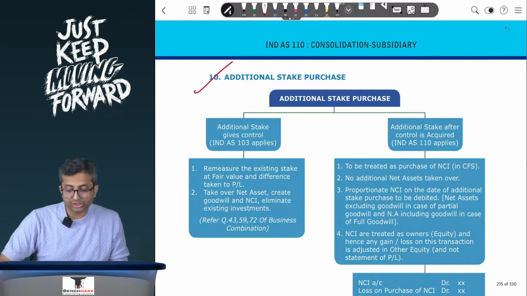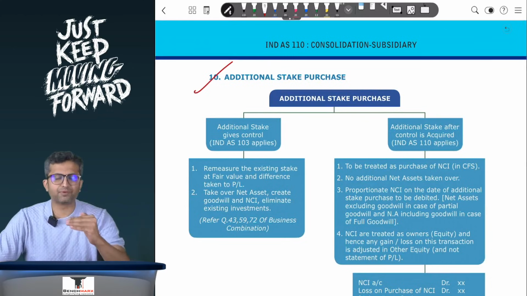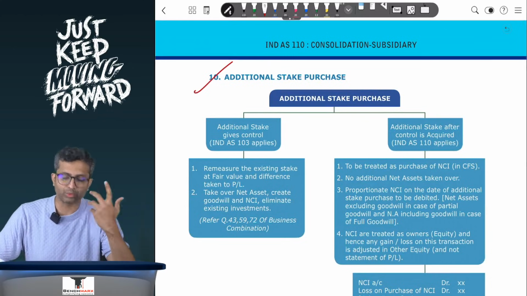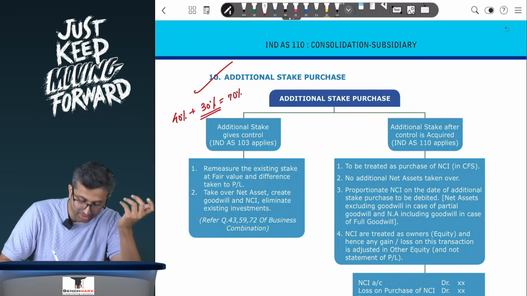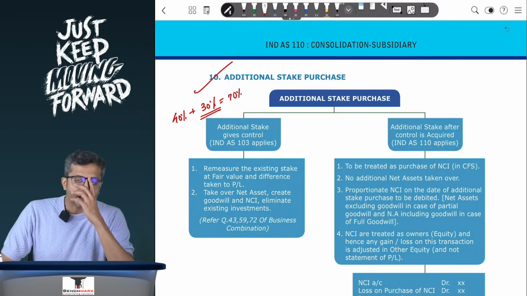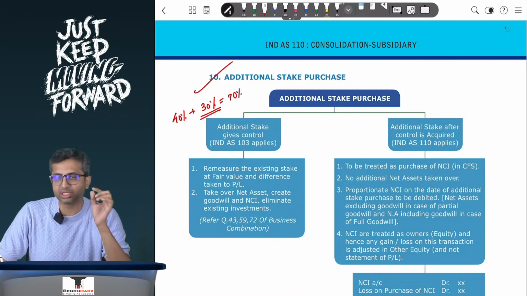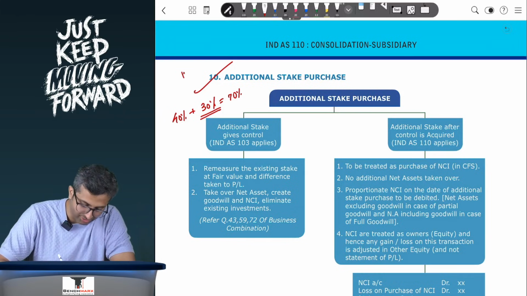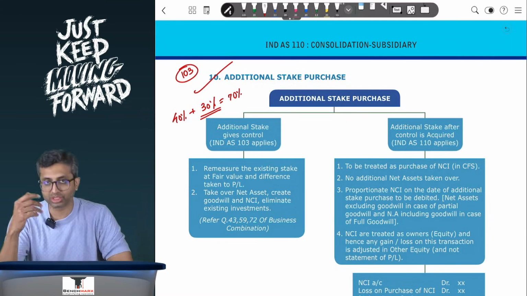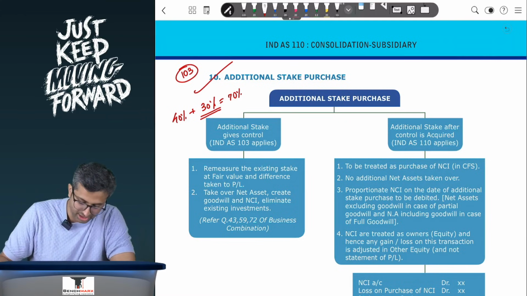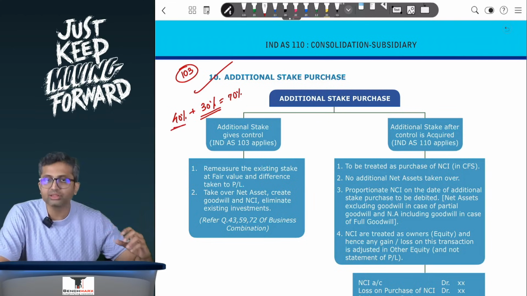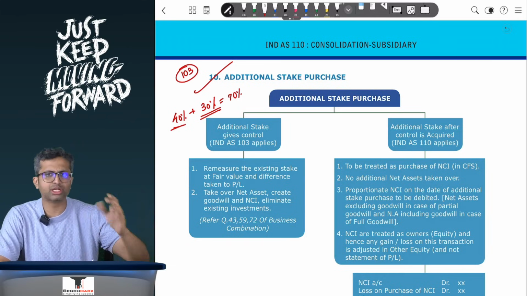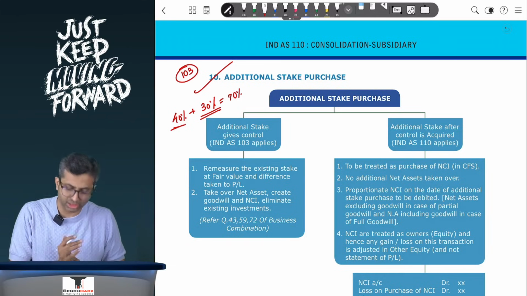Okay, then there is additional stake purchase. If there is an additional stake purchase which results in acquisition of control, for example, you had a 40% stake and now you are acquiring another 30% stake. Now this will make it 70%, and hence this 30% stake results in acquisition of control. If this is a stake which is resulting in acquisition of control, then Ind AS 103 will apply. And if you remember Ind AS 103, what it says is you will remeasure the existing investment, that is 40%, to fair value. Then you will take over all the assets and liabilities. You will create NCI, you will create goodwill, as the case may be. This is a clear Ind AS 103 adjustment.